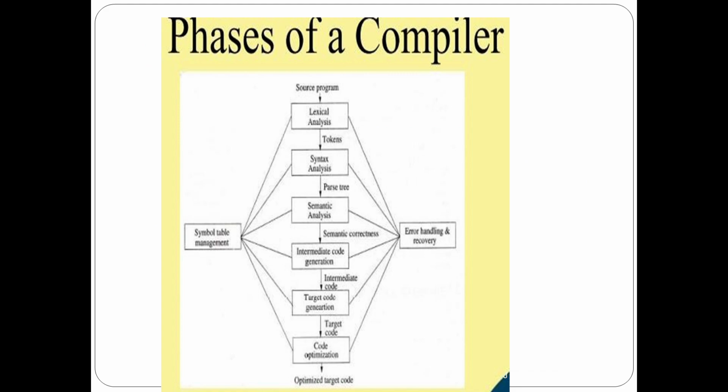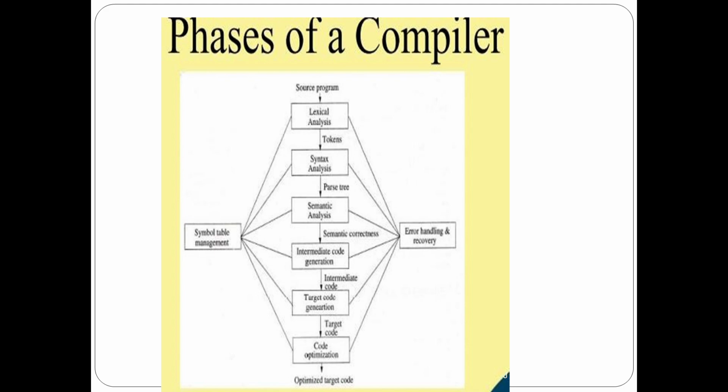Whenever we give the source program as an input, it will pass through 6 phases. Finally, target code will be generated. As I told in the beginning, the role of the compiler is to convert the source program into a target program. The source program will go into lexical analysis, which will convert the source program into tokens. Then it will go to syntax analysis, which will produce a parse tree. Then it will go to semantic analysis. If any data type mismatch is there, that will be verified and corrected by the semantic analysis.